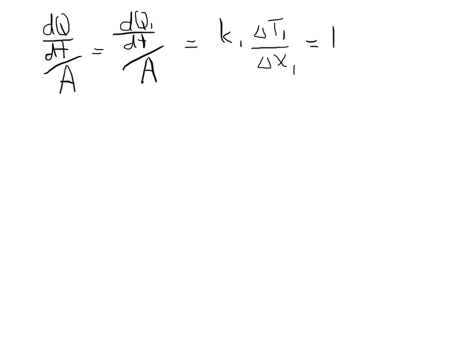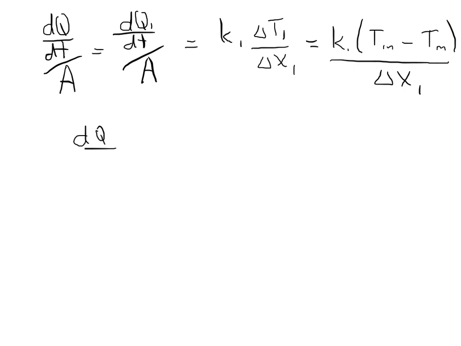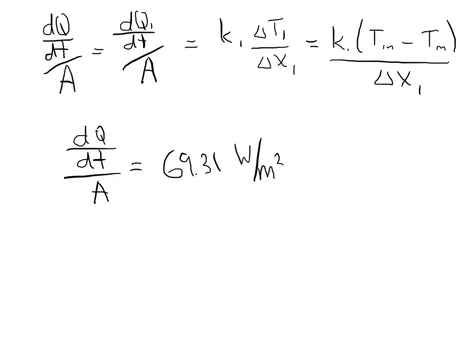And so this is going to be K1 times T in, which is 25 Celsius, minus T in the middle, the temperature at the interface, which is minus 9.65 Celsius, divided by delta X1, which is 10 centimeters or 0.1 meters. And so when we plug these numbers in, we see that dQ/dt divided by the area is just going to be 69.31 watts per square meter. And that's what we're going to get for this.